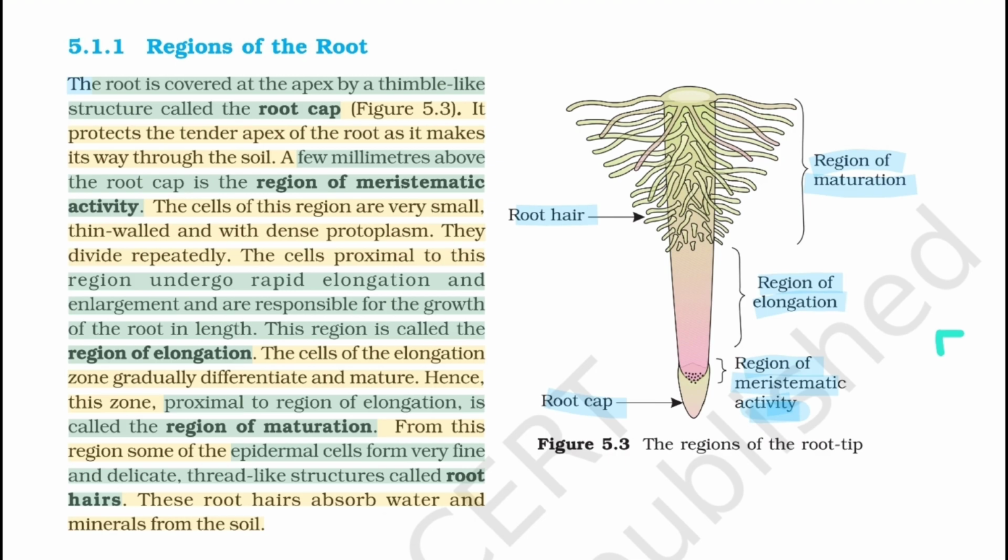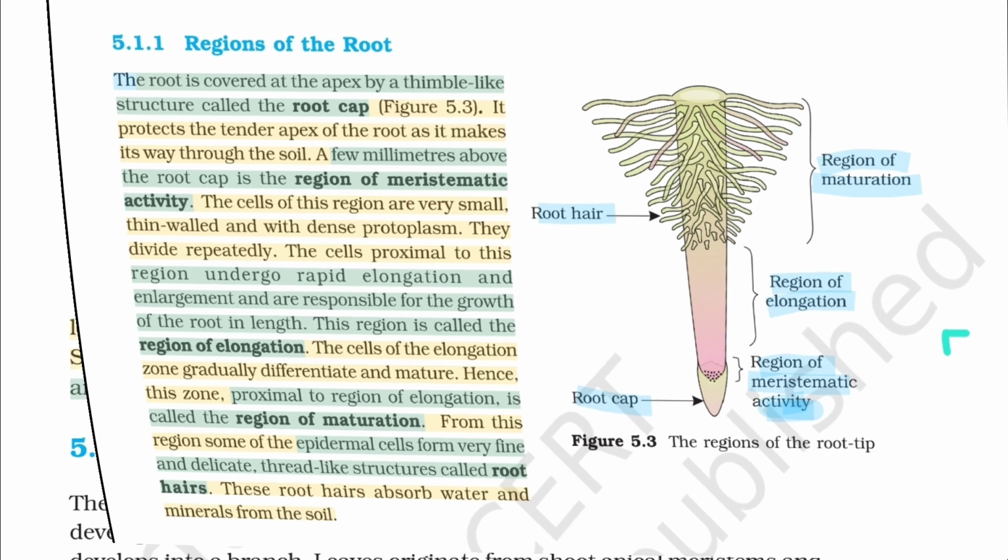The cells of the elongation zone gradually differentiate and mature. Hence, this zone, proximal to the region of elongation, is called the region of maturation. From this region, some of the epidermal cells form very fine and delicate, thread-like structures called root hairs. These root hairs absorb water and minerals from the soil.